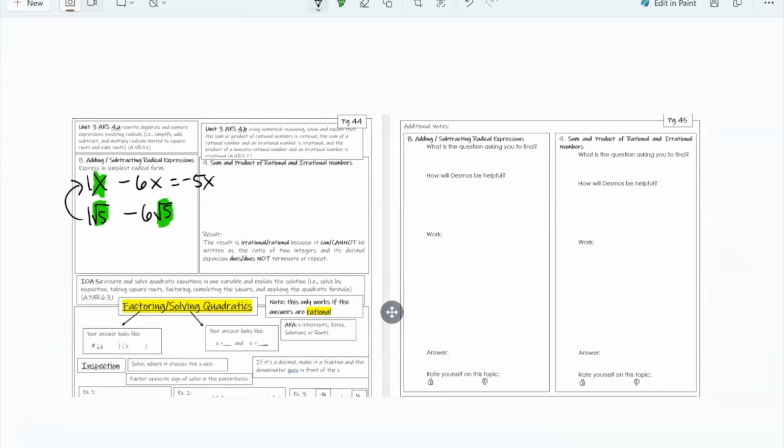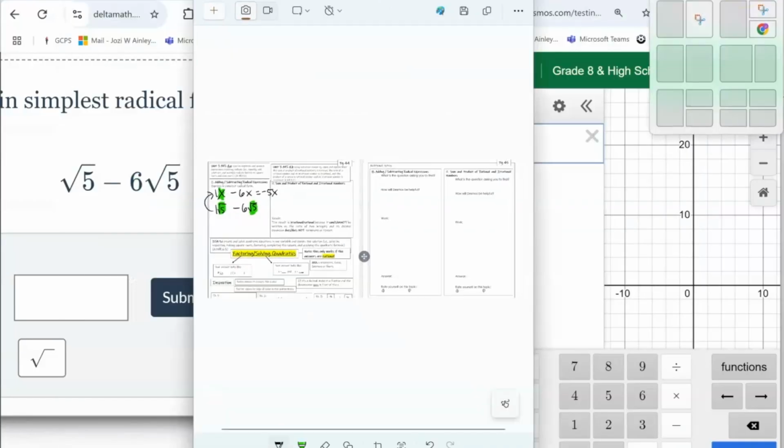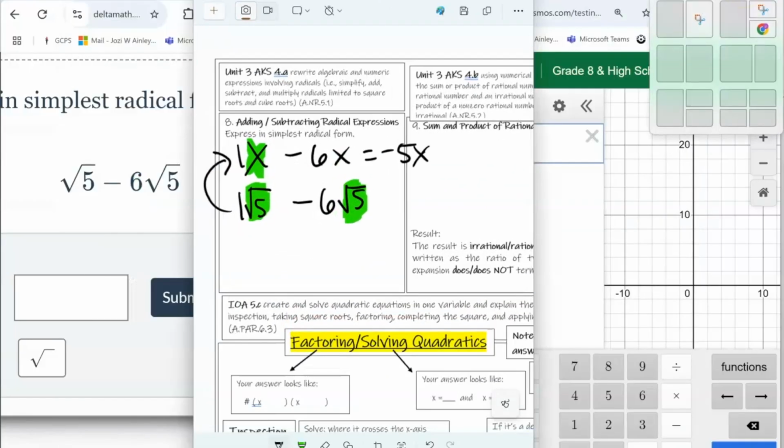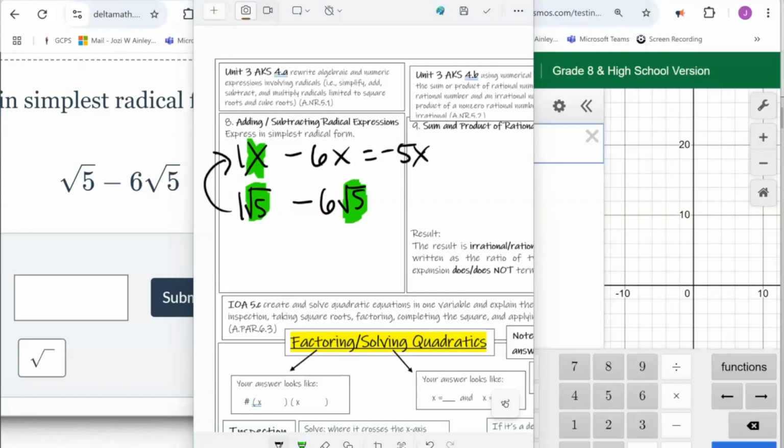All right, so I want to make sure I cover the easy ones. If it's already in simplest form, in other words, if the radicals are the same, I can go ahead and subtract that. If they're not, I may have to simplify to check if they're the same before I can do it. All right, so let's do another question.